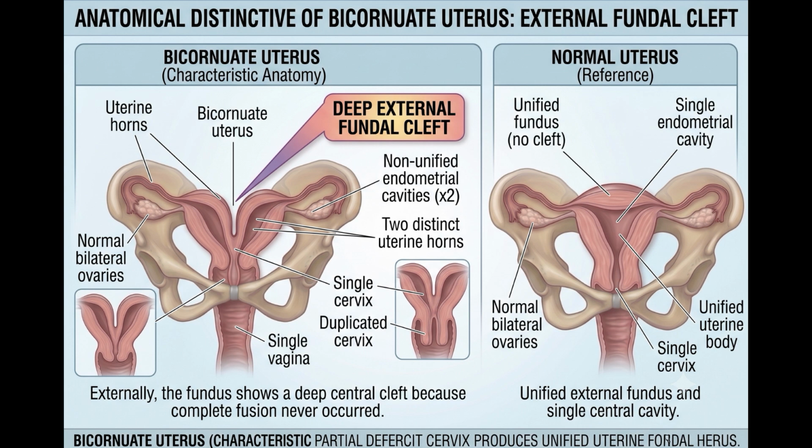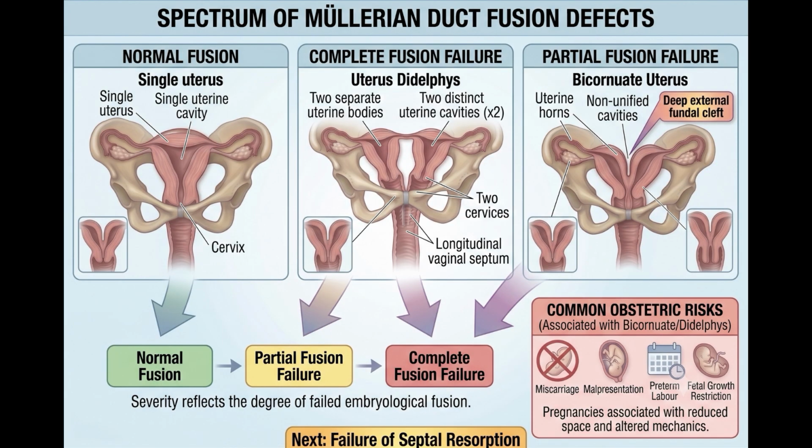This external fundal indentation is the key anatomical feature that distinguishes a bicornuate uterus from a septate uterus, which we will study next. Like uterus didelphys, many women with a bicornuate uterus are able to conceive naturally. However, the abnormal shape of the uterine cavity reduces the available space for fetal growth and alters normal uterine mechanics. Consequently, pregnancies are associated with an increased risk of miscarriage, malpresentation, preterm labor, and occasionally fetal growth restriction.